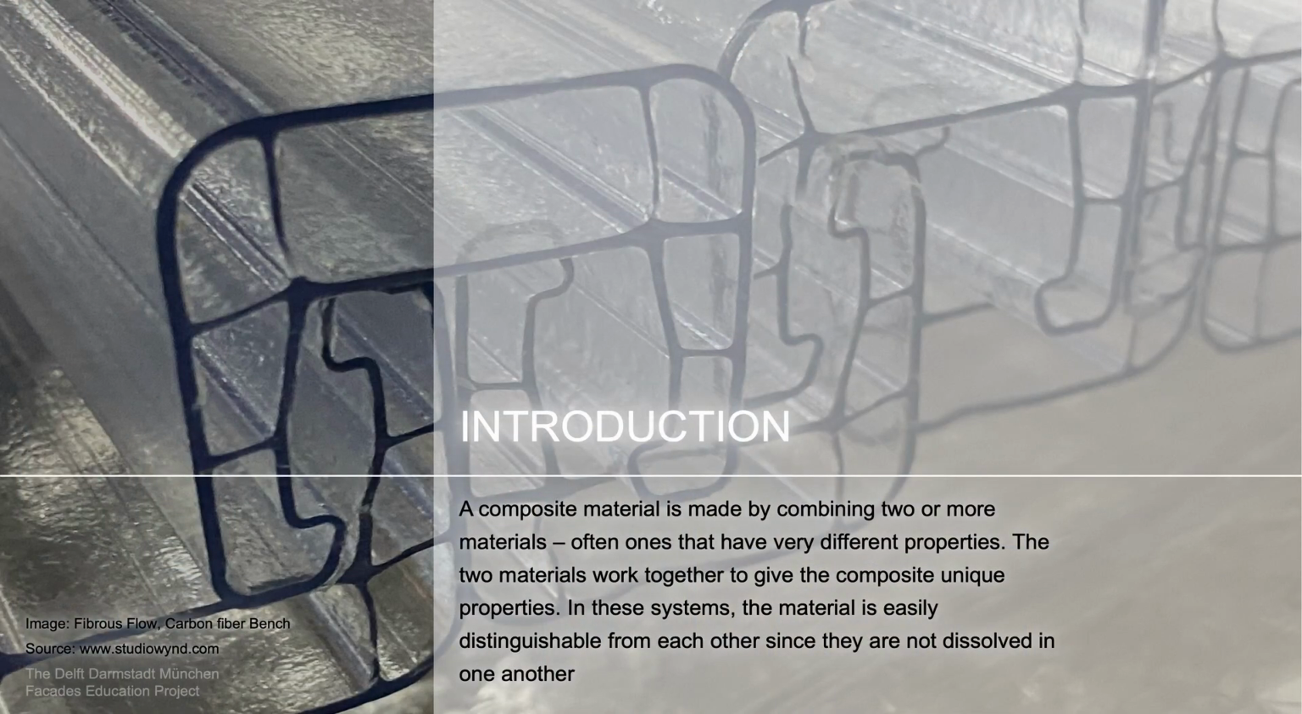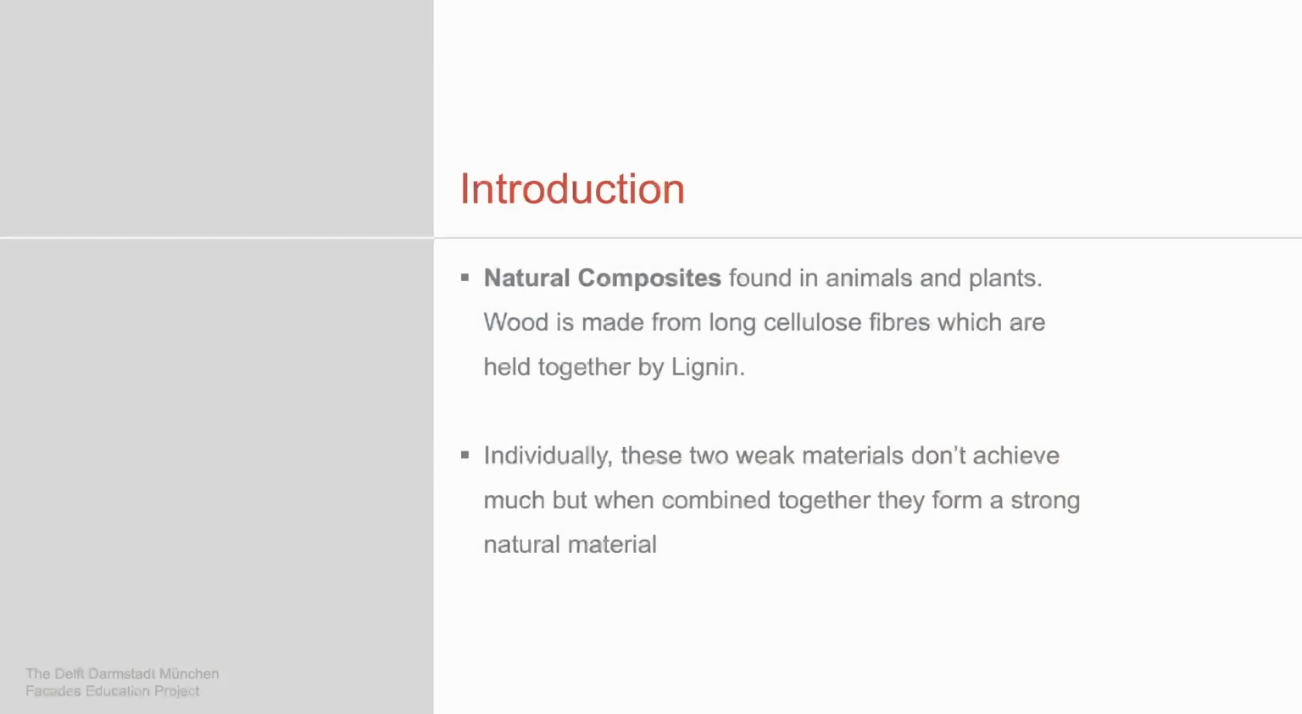Introduction. Composite materials are made out of a combination of two materials, often ones which have very different properties. The materials work together, and by this they reinforce themselves to be able to deal with the requested performance as it is expected.